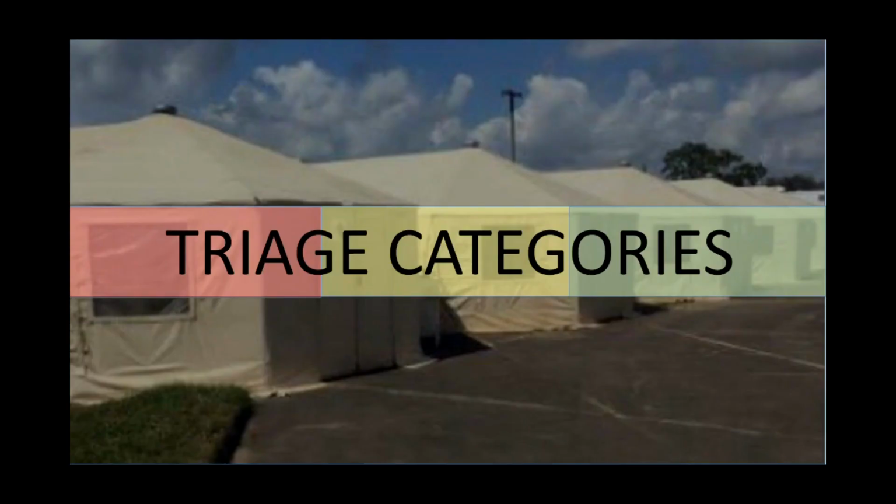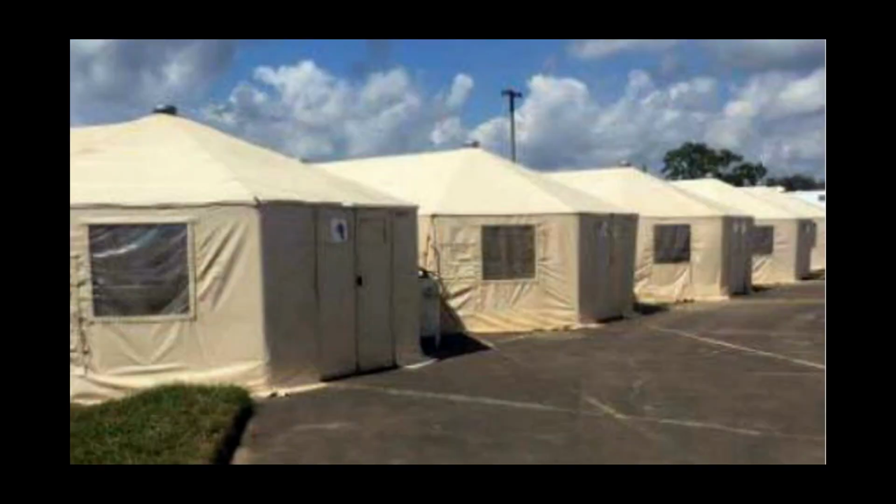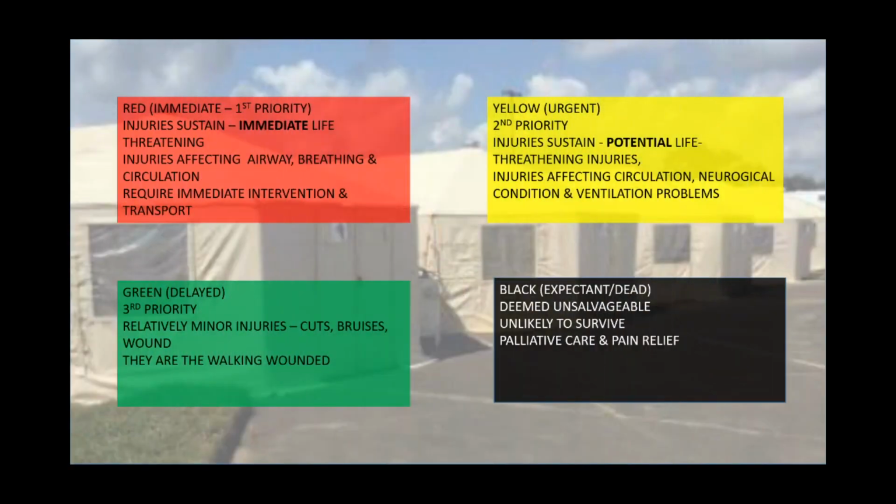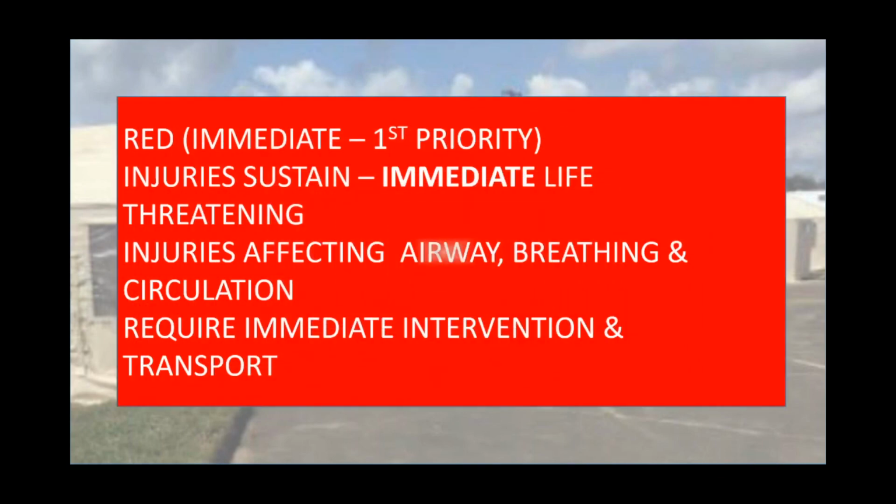Triage categories. There are 4 color-coded triage categories: red, yellow, green, and black. Red is immediate or first priority. The victims sustain injuries that can cause immediate life-threatening conditions. The injuries sustained are affecting airway, breathing, and circulation. These victims require immediate intervention and transport to the hospital.